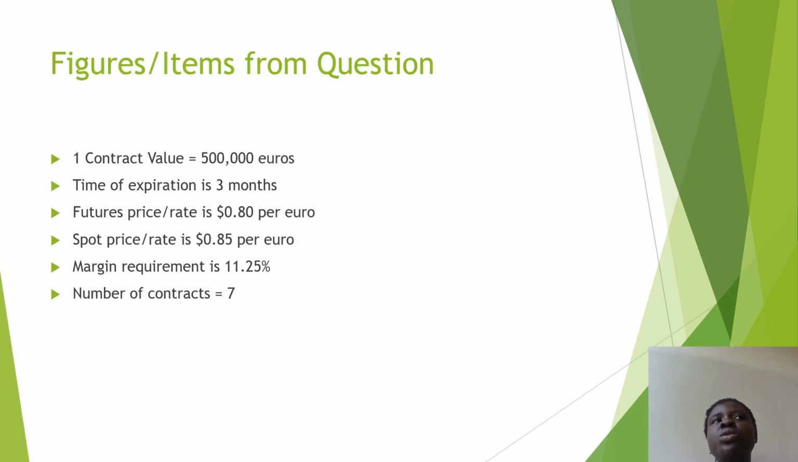So first, before you solve questions that have quite a number of figures, bring out the items from them so as to make it easy for you to understand and also solve the question. So the items from the question: one contract value is 500,000 euros. The time of expiration is 3 months. The futures price or rate is $0.80 per euro. The spot price or rate is $0.85 per euro. The margin requirement is 11.25%, and the number of contracts is equal to 7.